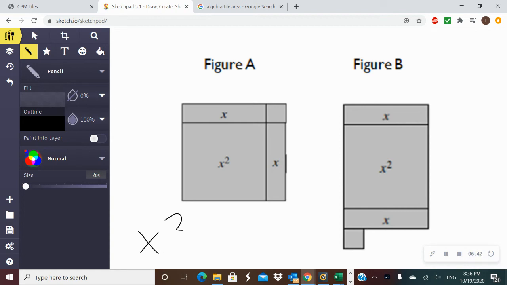Now we have to do x's. So let's find all the x's. We have an x here and x here. So we have 2 x's, which gives us 2x. So we're going to do x squared plus 2x. And it looks like we have 1 unit tile right here. So we are going to just add 1 because there's only 1 unit tile. Okay, great. Now, I want you guys to go ahead and figure out figure B all by yourself. So pause the video and unpause it when you are done.